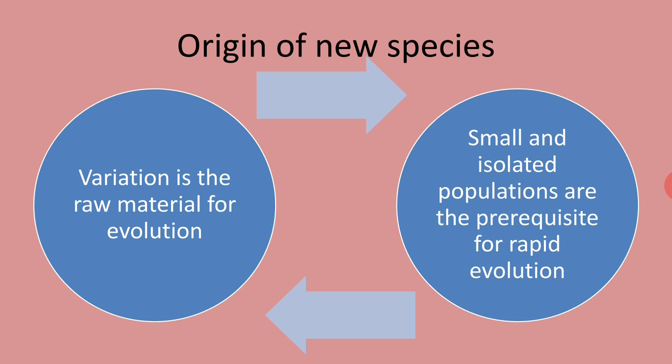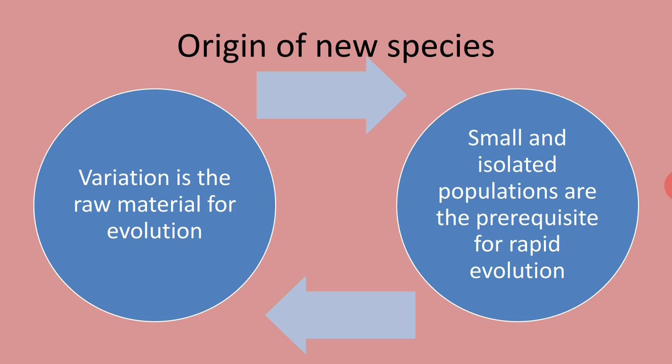Because variation is the raw material for evolution, when heterozygous populations are gradually converted into homozygous populations, there will be some sort of perceptible change that occurs in the population. As a result, these changes get accumulated in the form of variations, resulting in the formation of new species. So, just like natural selection, genetic drift is also an important driving force in the origin of new species. Small and isolated populations are the prerequisite for rapid evolution. A small population is the unit and it should be in an isolated condition.